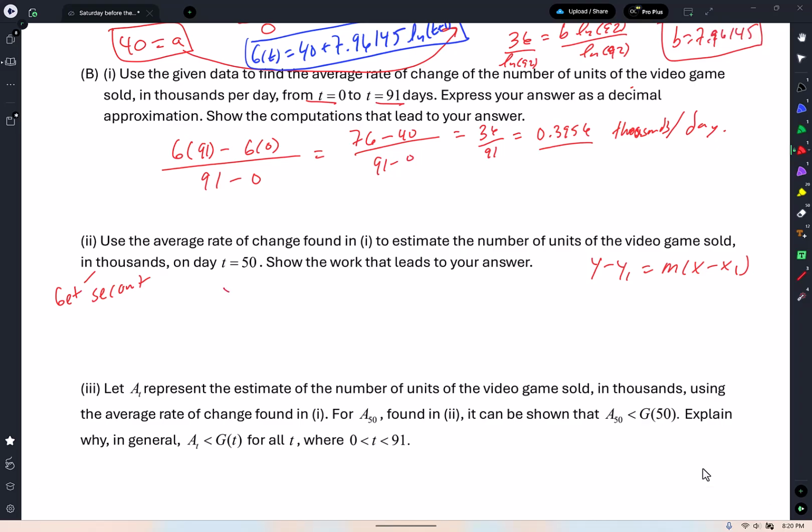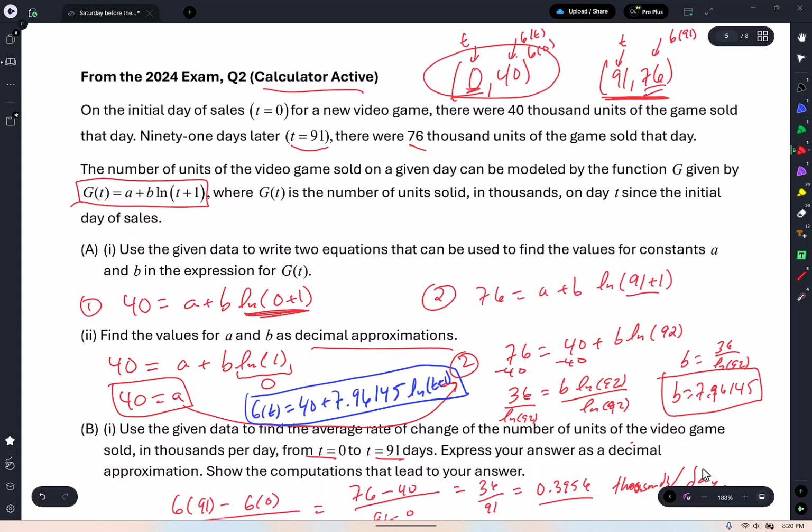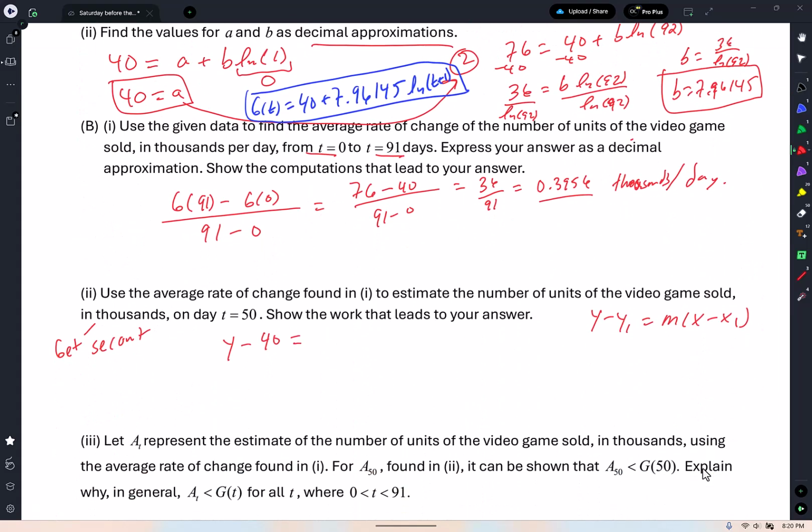So I'm going to go y minus 40, because I'm using the point 0, 40, guys, equals my slope, 0.3956. Use as many digits as possible. Times x minus 0. That's actually your t, and this is actually your g, right? We're using this to approximate. And then it wants us to know how many are on day 50, so plug in a 50 in there.